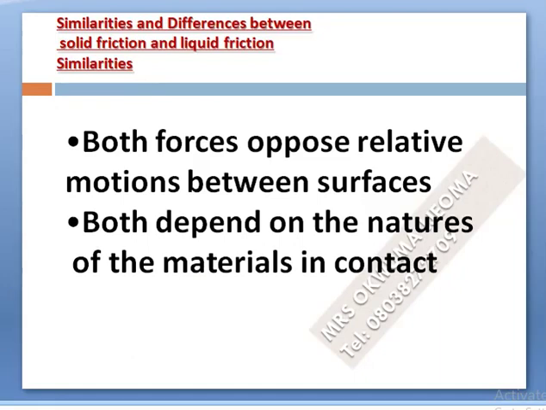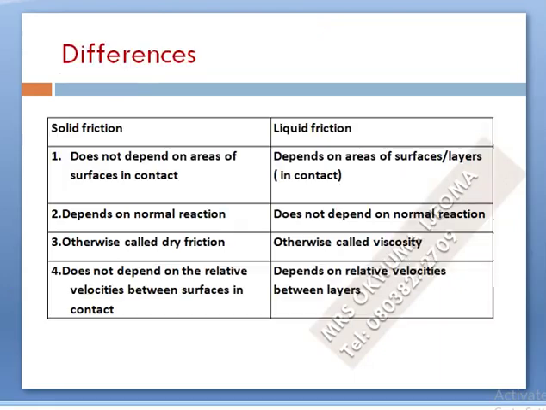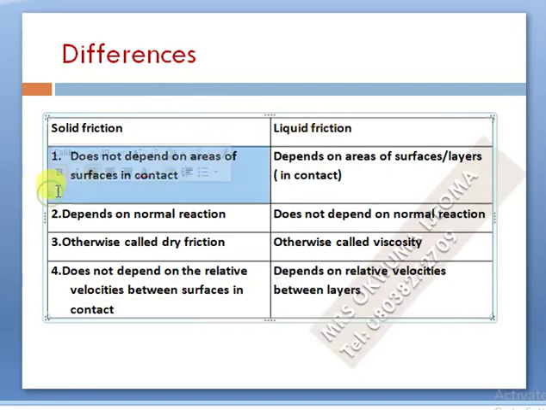So both the solid friction and liquid friction depend on the nature of the surface, the nature of the material in contact. Now we look at the differences between the solid and liquid friction. You can see that in a tabular form. You have your solid friction and your liquid friction. Number one difference, please take notes. Solid friction does not depend on area of surfaces in contact. This is one of the laws of solid friction.